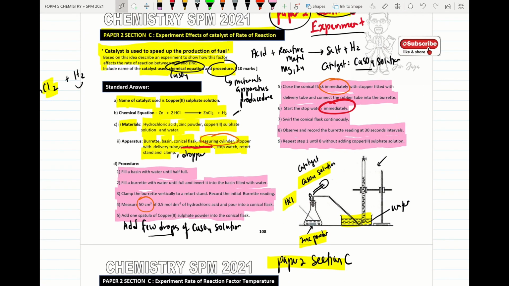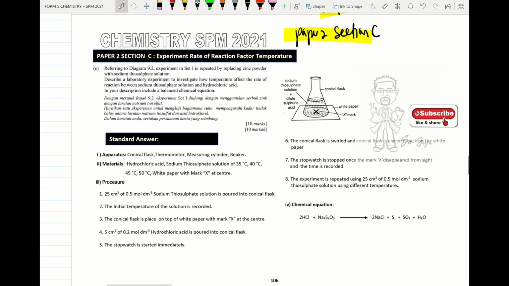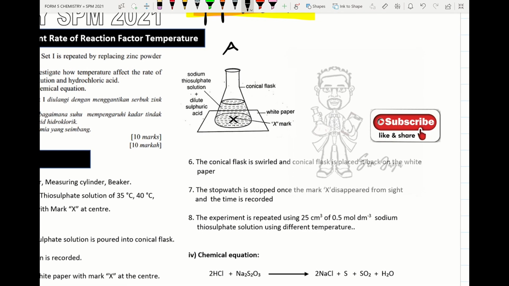Please practice. There is one more essay that I am targeting under rate of reaction, in Section C. That will be the experiment on rate of reaction, temperature factor. For the temperature factor, we measure sodium thiosulfate reacting with hydrochloric acid. We observe the formation of a yellow precipitate, which makes the X mark disappear from the side view. We record the time taken, and the experiment is repeated using sodium thiosulfate solution at different temperatures.